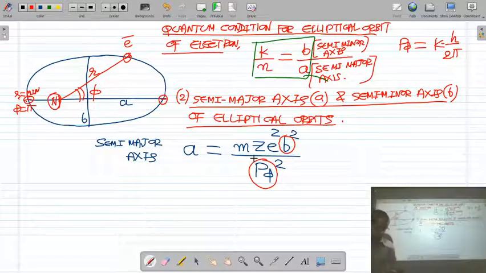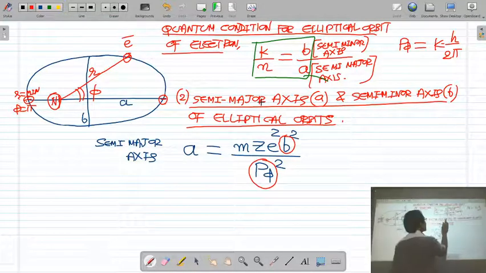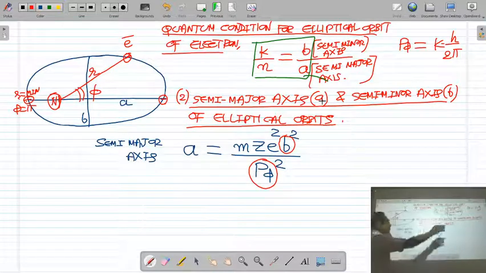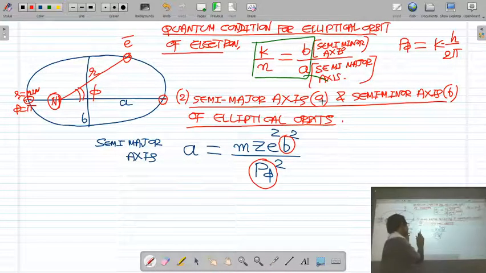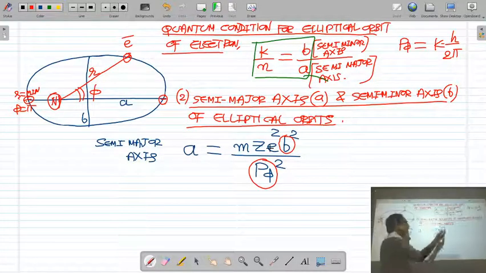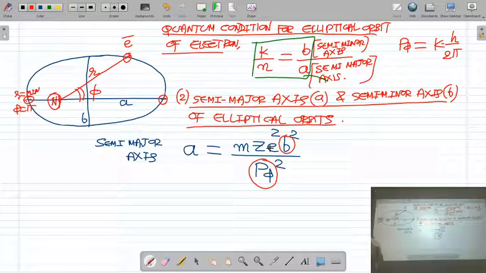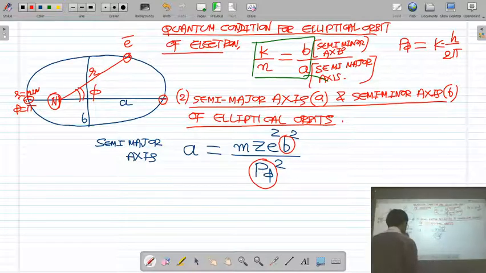for n is equal to 1, 2, 3 and so on. In order to determine the elliptical orbit of the electron around the nucleus, let us calculate the semi-major axis A and semi-minor axis B for the elliptical orbit. The semi-major axis of the ellipse is defined by m z square b square upon p phi square. In this equation, if you put the value of b and p phi, you will get the exact expression for the semi-major axis. Okay.